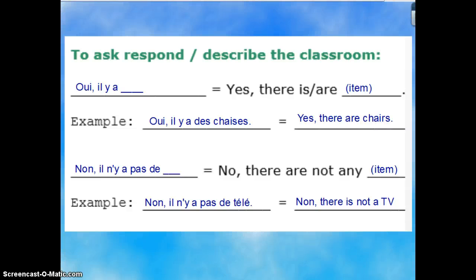So non, il n'y a pas de télé means no, there is not a TV. Please notice that all of these have a place where you actually have to fill in the name of the item. This is something that a lot of my French 1 students are bad about, is that they just copy the stuff in their notes, and then when they go to use them, they leave this blank in there. You can't leave it blank. You actually have to fill something in for the sentence to make sense.